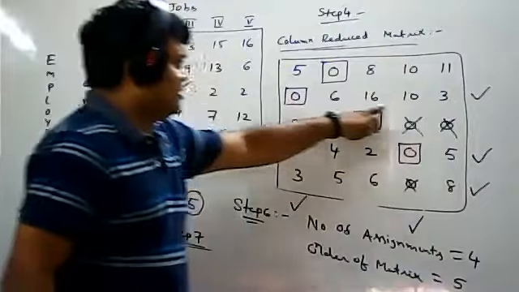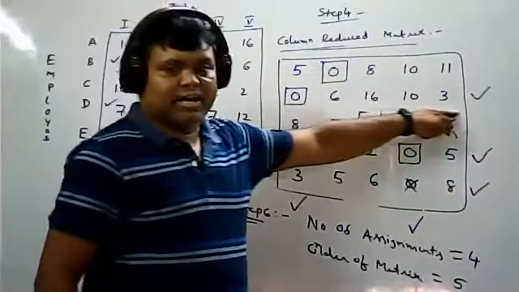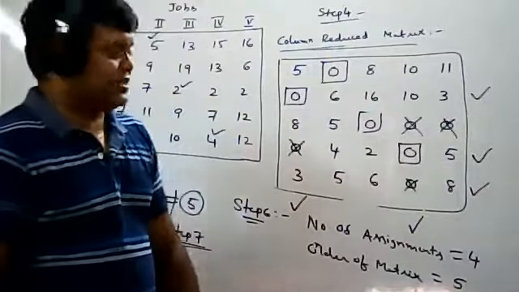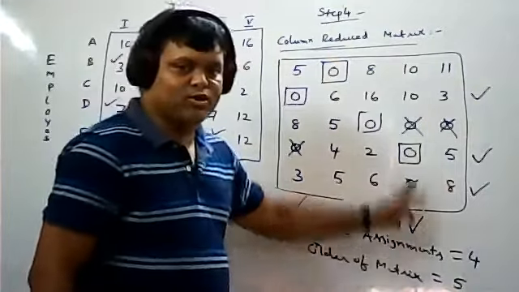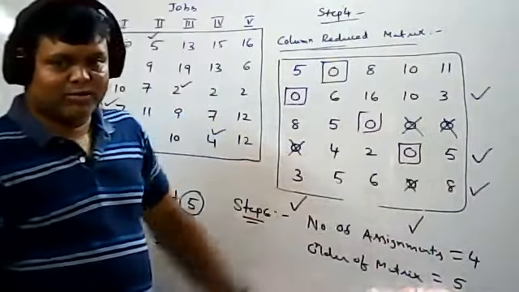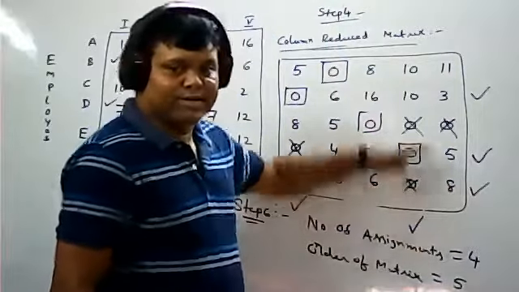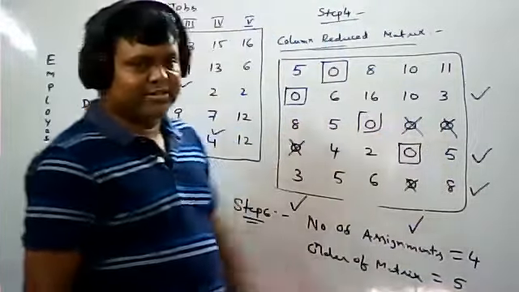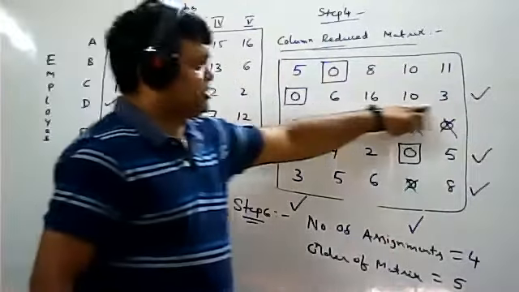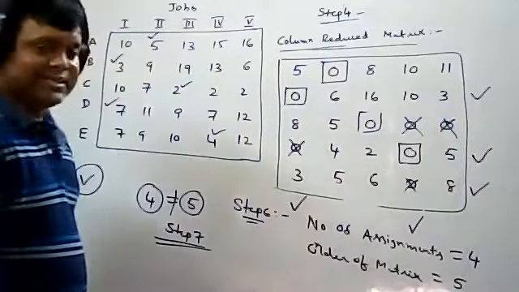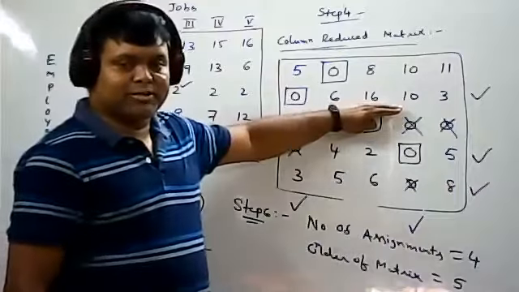Now go for crossed 0. Crossed 0 is not available, so stop the procedure. Always in a row, go for crossed 0. Always in a column, go for assignment. Row, search for crossed 0. Column, search for assignment. So in the row, crossed 0 is not there, so you can stop the process. Step number 7 is still not completed, but we have stopped the procedure.